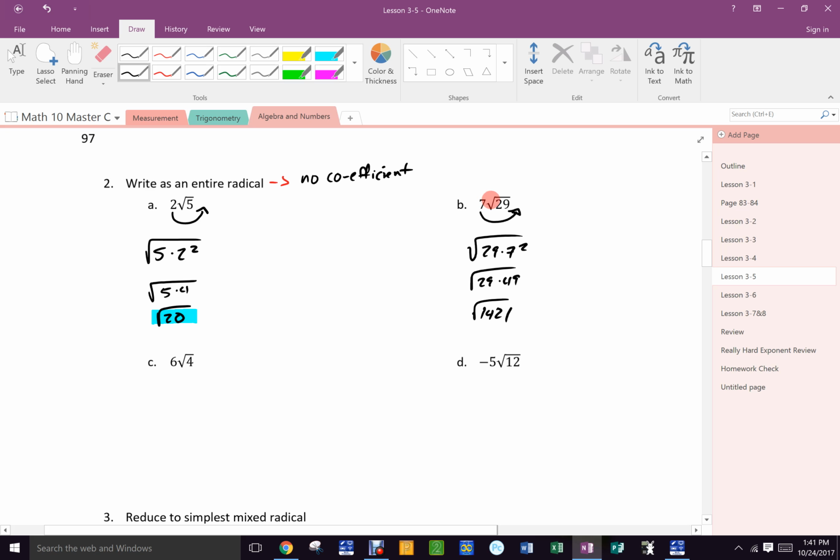What little number should be the index there? 2. Please notice, 2 squared, what went back under there? 2 squared. 7 and 2, what went back under there? 7 squared. So what's going back under here? 4 times 6 squared, which is 4 times 36, which is 144.